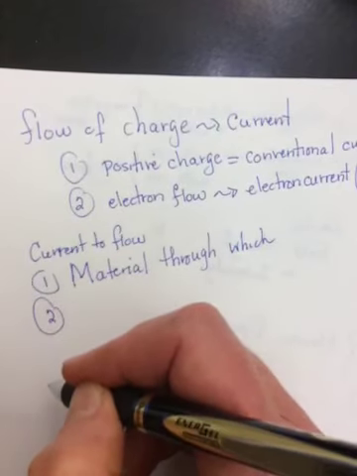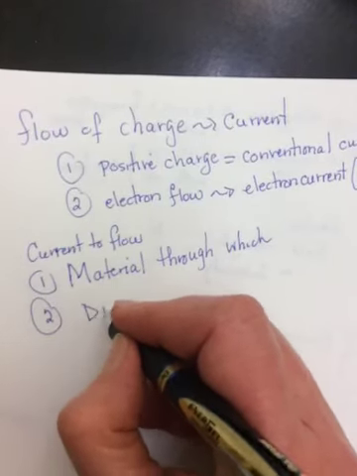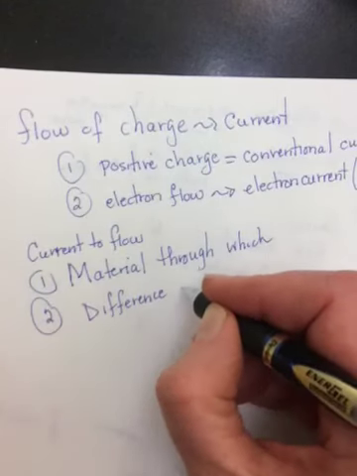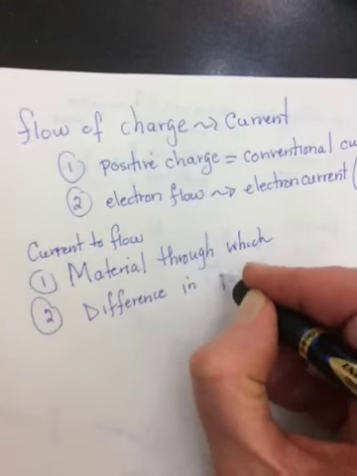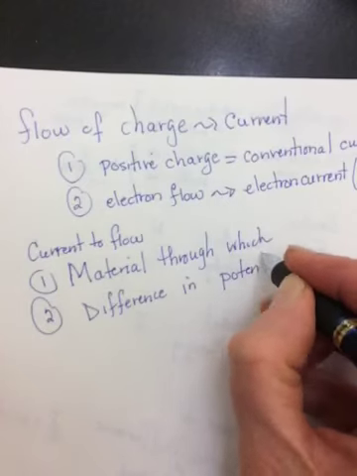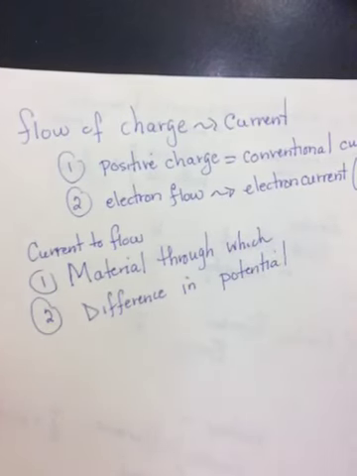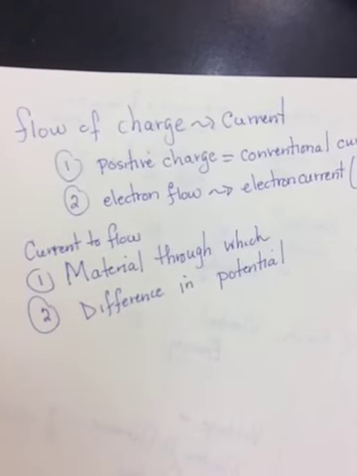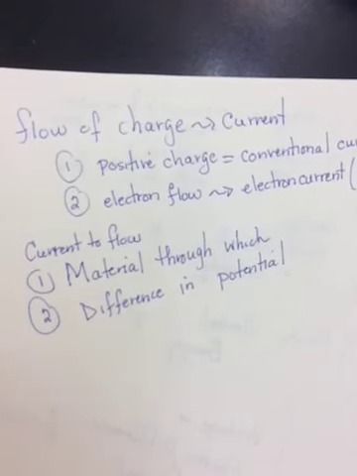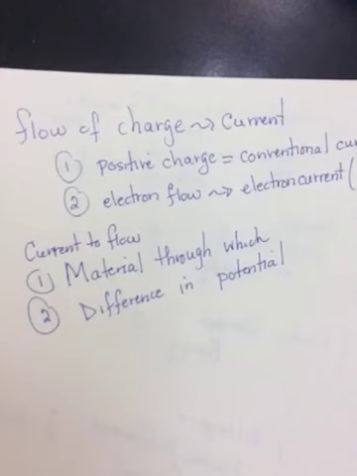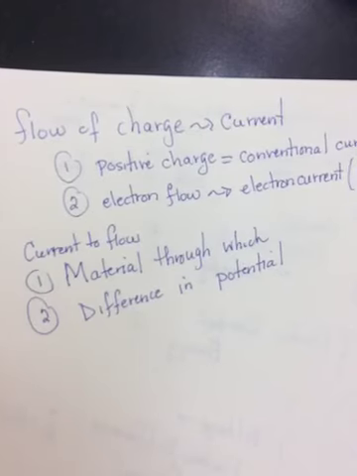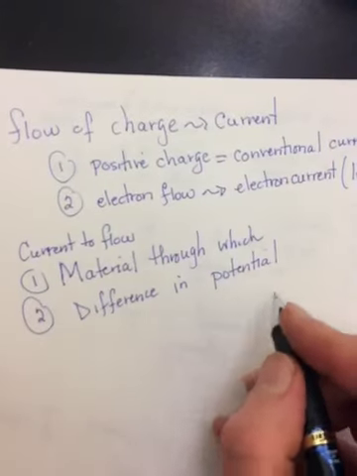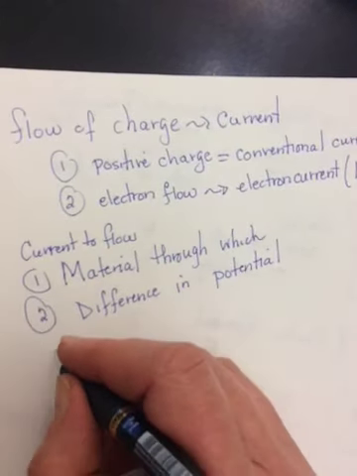The second thing you need is a difference in potential. In other words, current will only flow if, just like anything else, it goes from high potential energy to low potential energy, right? Off the top of the roof to the ground. But if you're on the top of a roof and I let you go, you're not going to go to another top of a roof that's equally high. There has to be a difference in potential, a difference in the potential energy.